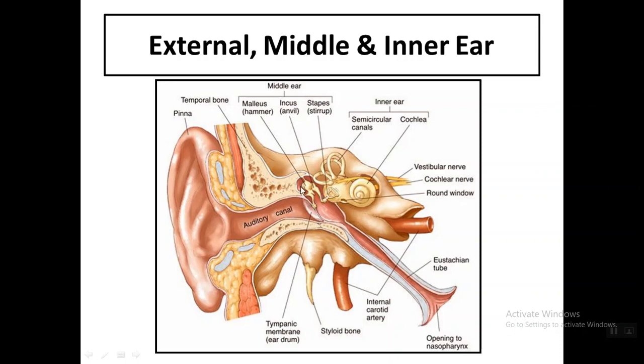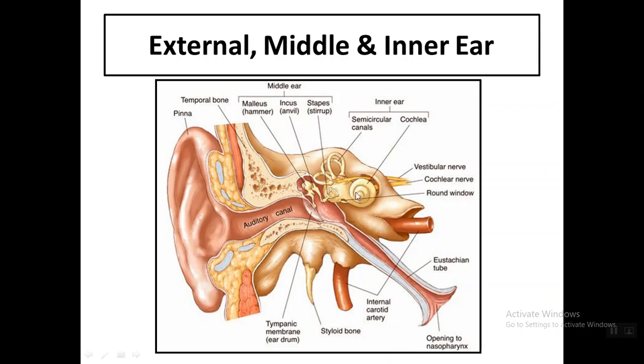The middle ear or tympanic cavity contains the auditory ossicles. These auditory ossicles consist of the malleus or the hammer, the incus or the anvil, and the stapes. The middle ear is continuous with the nasopharynx through the pharyngotympanic tube or the Eustachian tube.